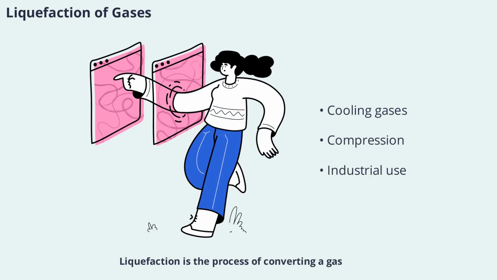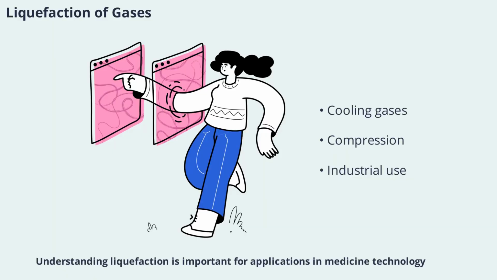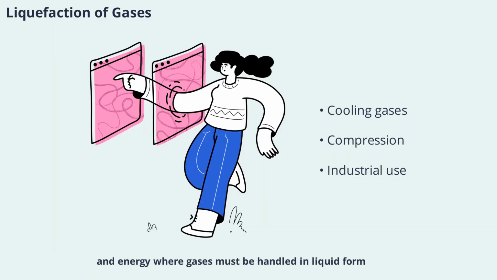Liquefaction is the process of converting a gas into a liquid by cooling or compressing it. This process is used in industries to store and transport gases like oxygen and nitrogen. Understanding liquefaction is important for applications in medicine, technology, and energy, where gases must be handled in liquid form.